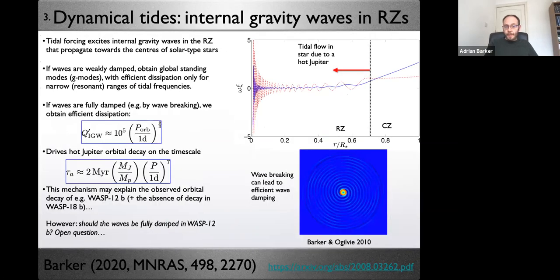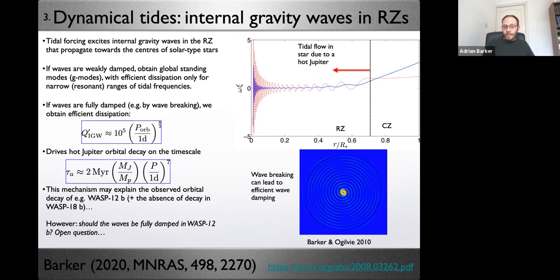So the final aspect I just wanted to briefly mention is internal gravity waves in radiation zones. So on the top right, I've shown the tidal response of a star due to a hot Jupiter on a one-day orbit, showing the velocity of the equilibrium tide, the radial and horizontal components of the tide. And in the radiation zone, you can see that this is primarily oscillatory wave-like behavior corresponding with gravity modes or internal gravity waves excited in the core. And you can see the amplitudes go up as you reach the center. And this is thought to be due to a geometrical focusing effect as the waves reach the center of the star.